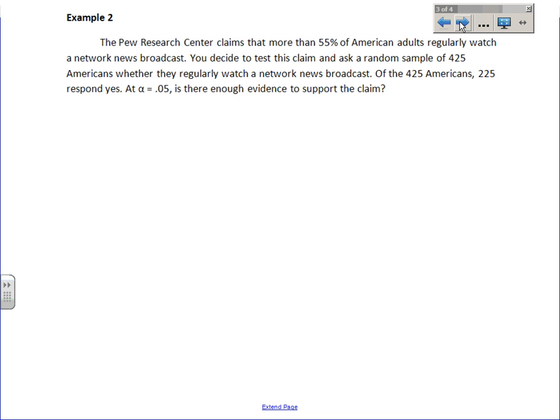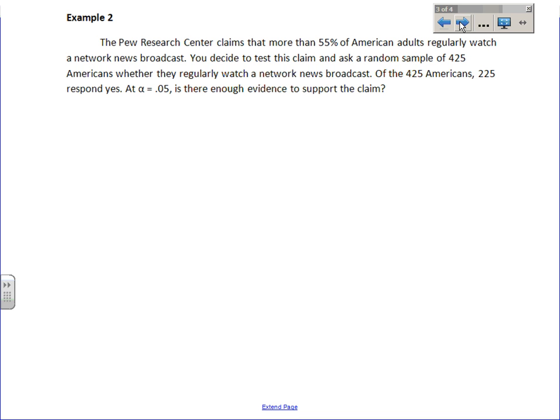Why don't you read this one first and tell me how this one is different from the first one. True, it would be right-tailed. That is a difference. Not the one I was looking for, but that is true. Okay, 0.05 for level of significance. Yep, that's different.